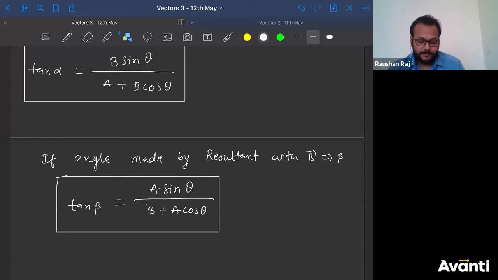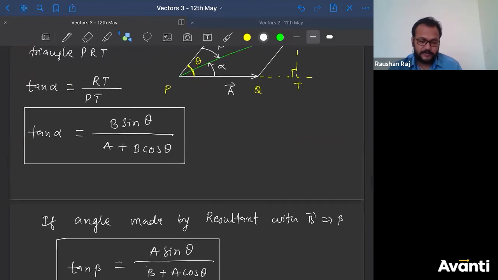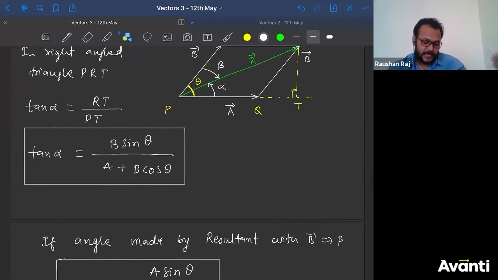Guys, did you understand this? Let me know. First, तो ये तो समझ में आ गया. How did I write tan alpha? That is nothing but RT by PT. In the last discussion, we have understood what is RT, what is PT. I have put the value.